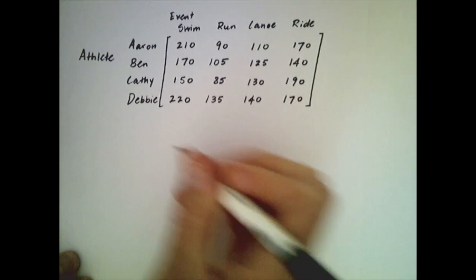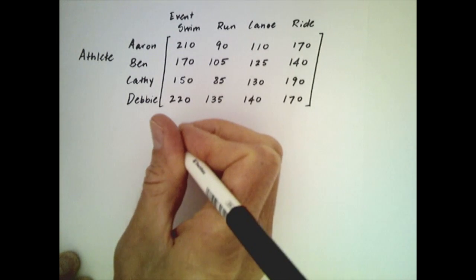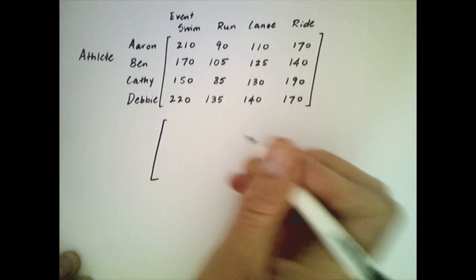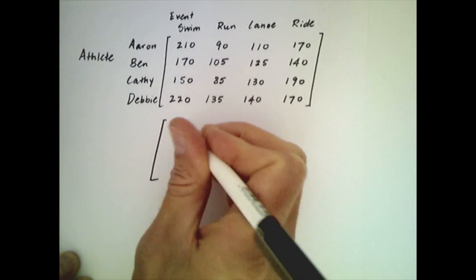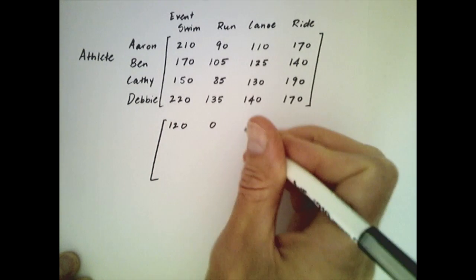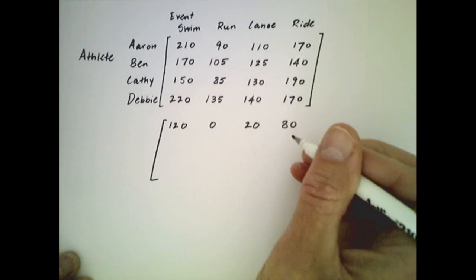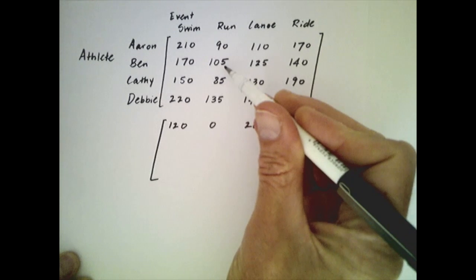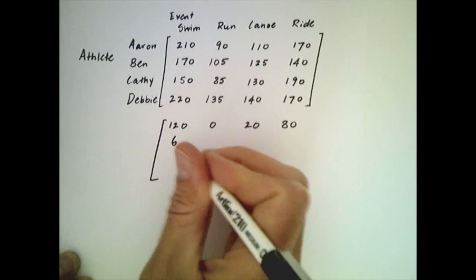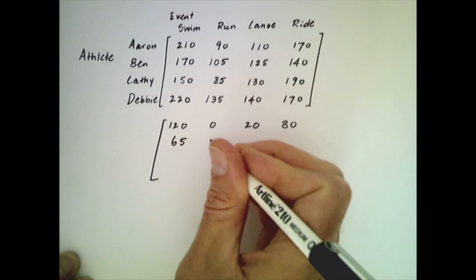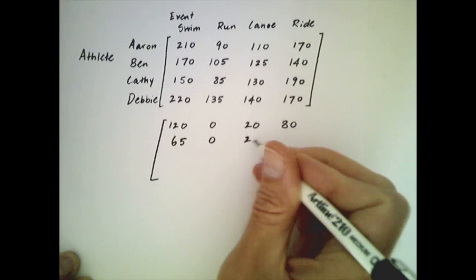So in the first case, we look at each row and we select the smallest entry in that row and subtract it from each entry in the row. So in the first row, we're subtracting 90 from each entry. And these are, of course, times in minutes. In the second row, the smallest number is 105. So we subtract 105 from each entry.